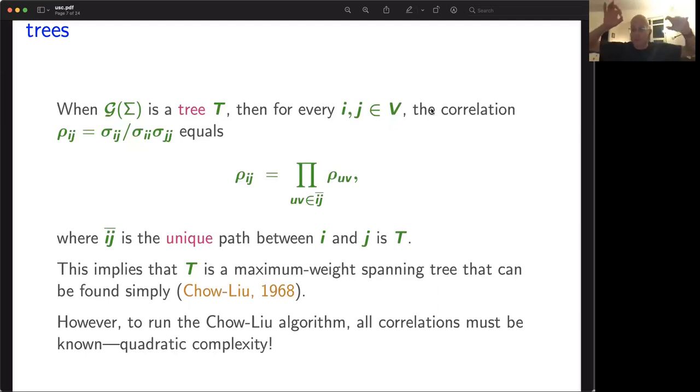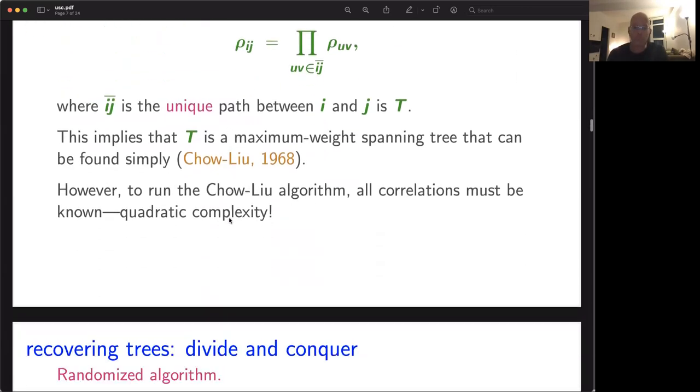So we have this really nice property that the correlations are products. What this implies is that the tree is nothing but the maximum weight spanning tree. This is a well-known fact, and the famous algorithm of Chu and Liu, dating back to '69, uses this to recover the underlying tree. So we can use maximum weight spanning tree algorithms to find the underlying tree. But of course, to run this algorithm, all the correlations must be known. So that's quadratic complexity.